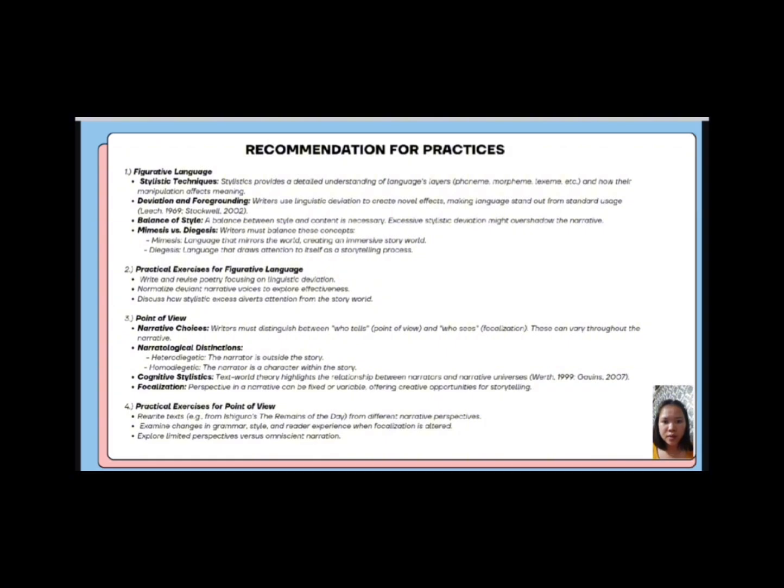Mimesis versus diegesis. Mimesis aims to immerse readers in narrative, making the story world feel authentic, while diegesis highlights the act of storytelling itself. A balanced stylistic approach ensures neither overshadows the other, maintaining a dynamic interplay between immersion and self-awareness in the text.